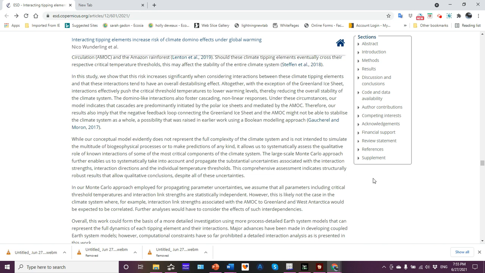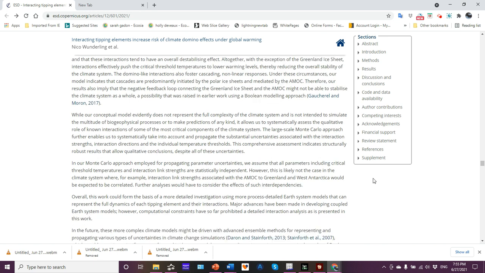Under these circumstances, our models indicate that the cascades are predominantly initiated by the polar ice sheets, and the AMOC is a mediator. Therefore, our results also imply that the negative feedback loop between Greenland and AMOC might not be able to stabilize the climate system as a whole. There we go. Now, without them referencing it, that might be an acknowledgement of the ocean heat content and how much energy is in it.